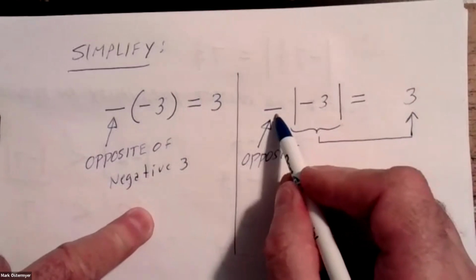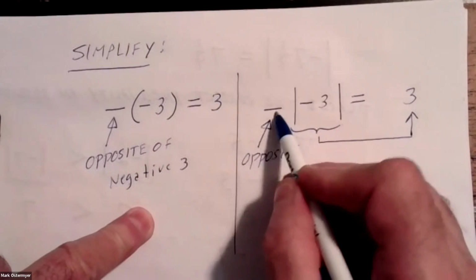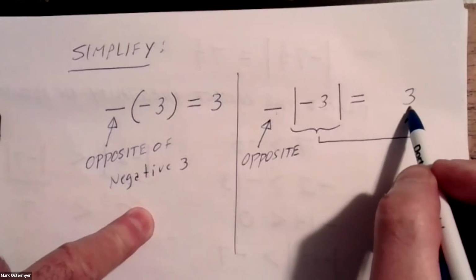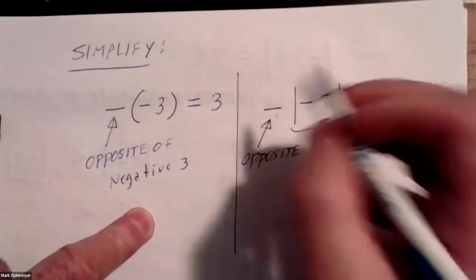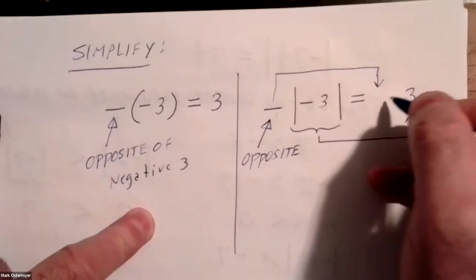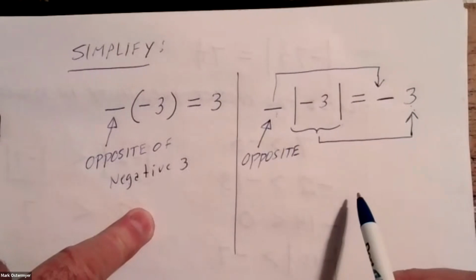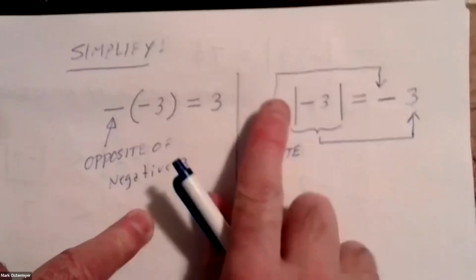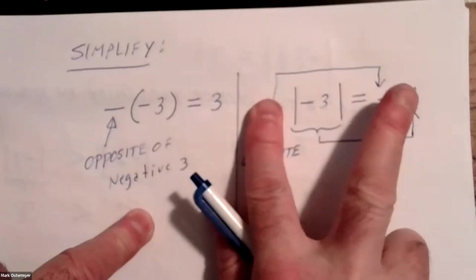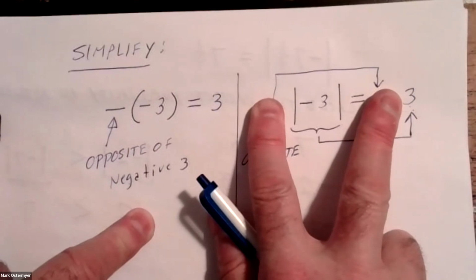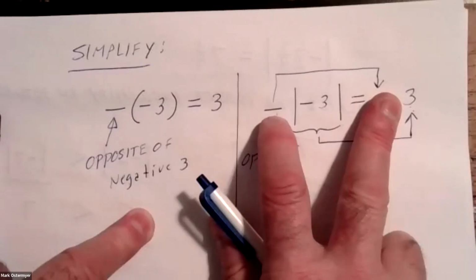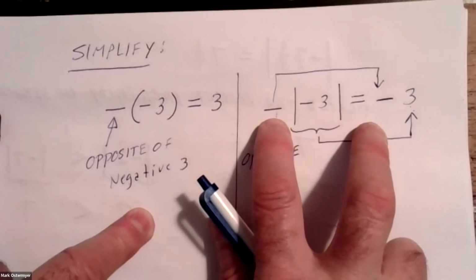But then we have to take the opposite of 3. And what's the opposite of 3? Negative. So as it turns out, this simplifies to -3. First, we took the absolute value of -3, which is what? 3, agree? Correct. But then I had to take the opposite of that. What's the opposite of 3? -3. Everybody see how that worked there?